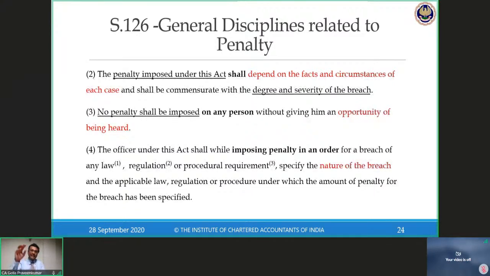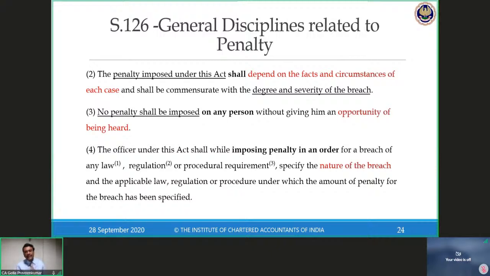This is one last point we will discuss and we will wind up for the day. Bear with me for 1 or 2 minutes. An officer under this act shall, by imposing penalty in an order, again, answer to your section 73 J and others who are listening to me: my demand and recovery happens only under section 73-74.